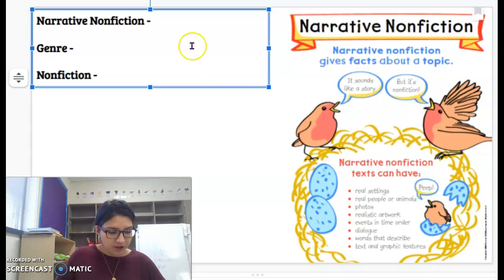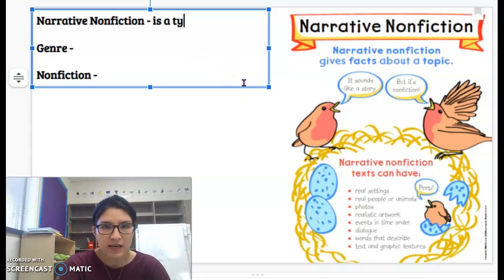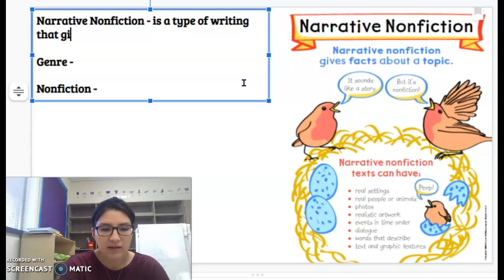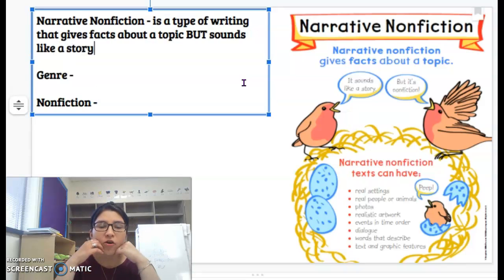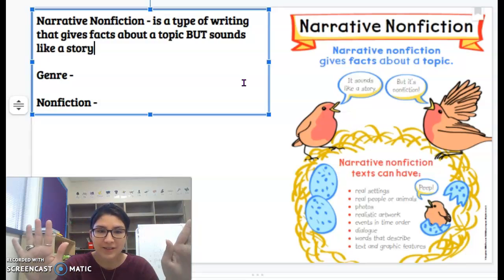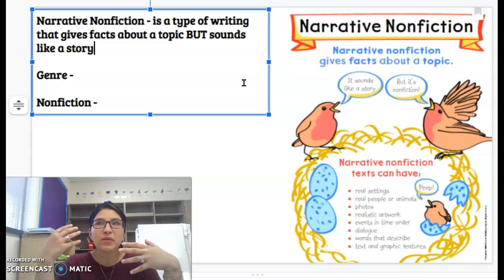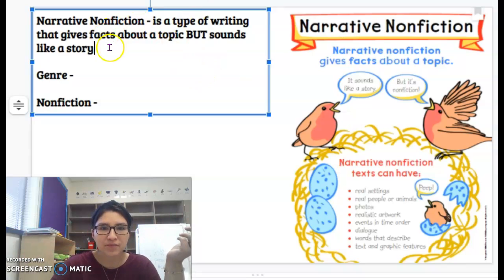So narrative nonfiction is a type of writing that gives facts about a topic, but, I'm going to do this capital, but sounds like a story. So even though we are learning real information and all that good stuff, it is told like a story. So the author made it a little bit more entertaining for us, the reader, okay? So don't worry, we'll go ahead and look at an example.